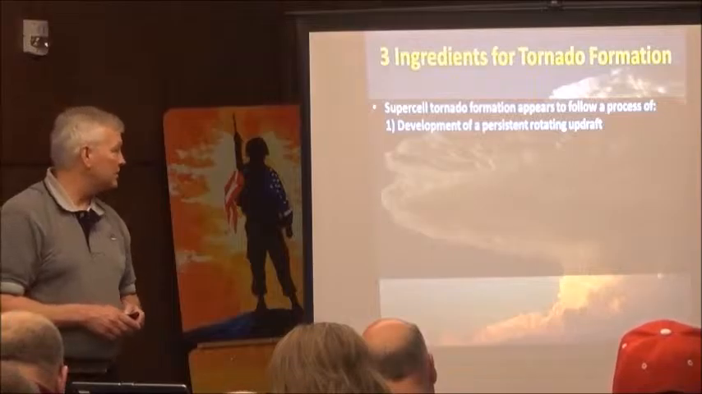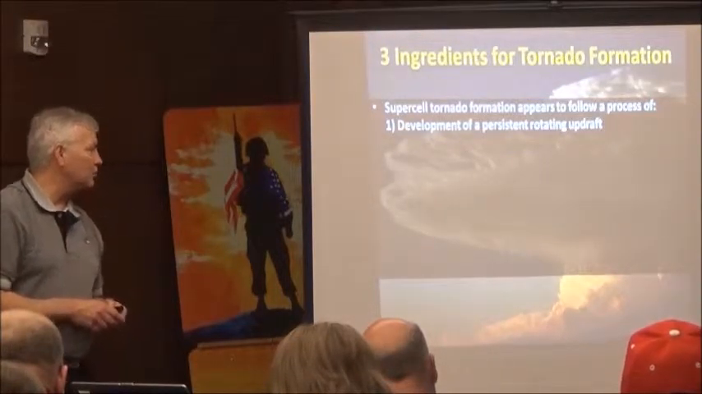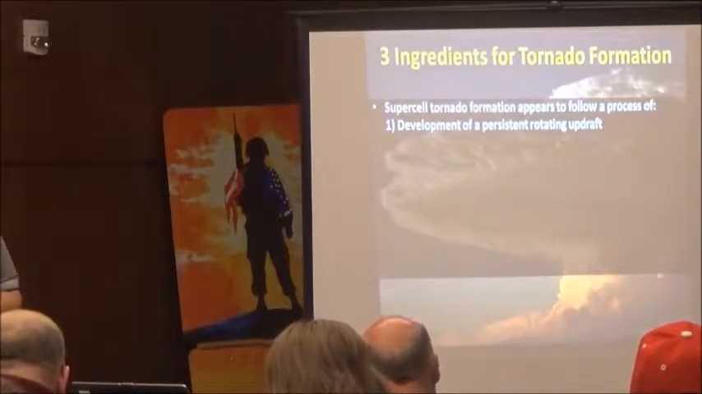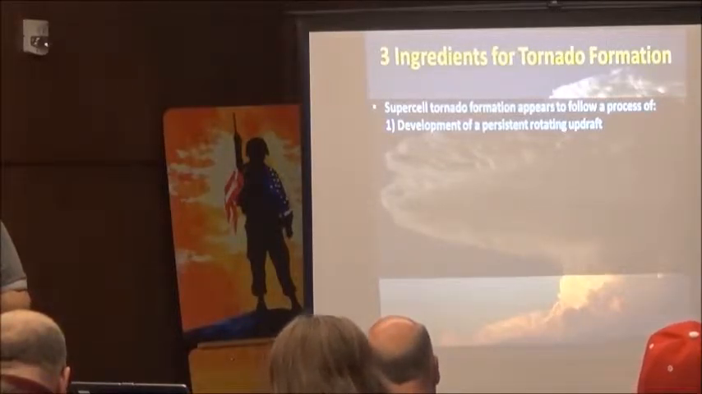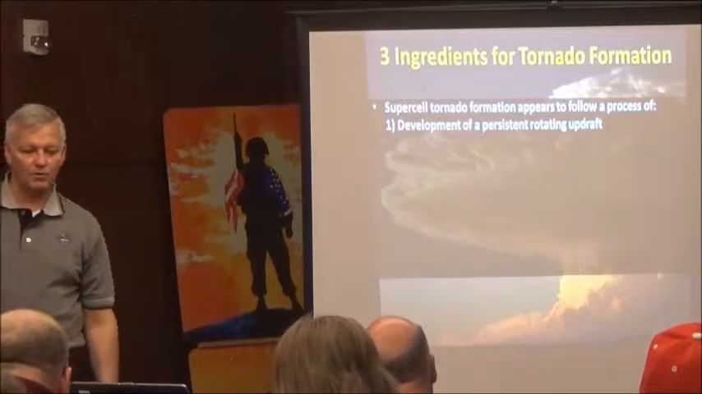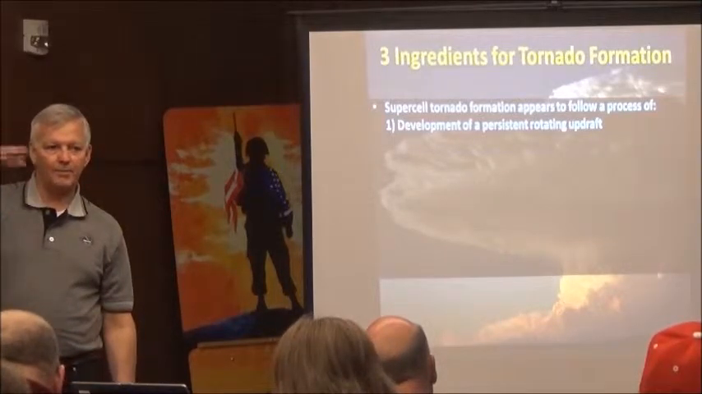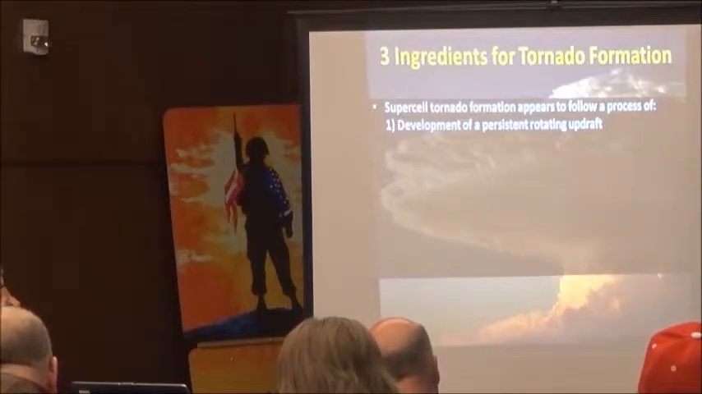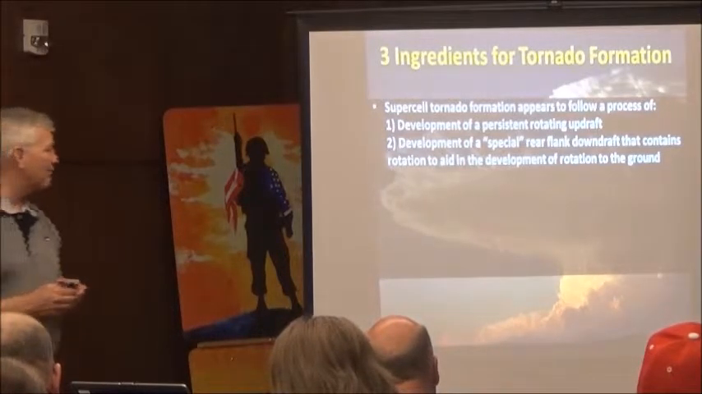It generally follows this process. Development of a persistent, rotating updraft. So the persistence, and that's something when we're warning back in the office, we're looking for that persistence. We're looking for a little bit of continuity of time, because if we don't, we'd be issuing a lot more tornado warnings than we do. We're looking for that persistent rotation, and we're looking for a depth of it too, back at the office on radar. So we're wanting to see that persistent rotating updraft.